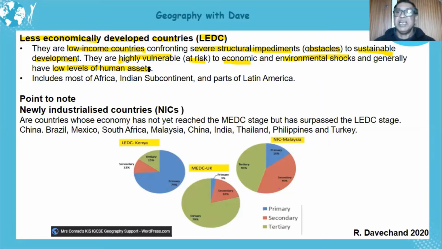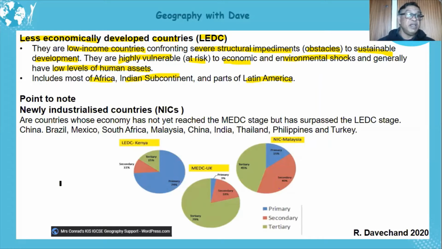So they can't really go out of the way like the developed countries or the MEDCs that would spend money, and the income of the people is much higher, so that they can even look after themselves. Many people experience poverty, death, suffering when these huge tragedies hit. This includes most of Africa, the Indian subcontinent, parts of Latin America, and generally more towards the Northern Hemisphere.